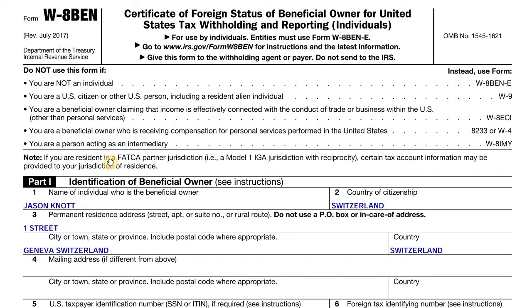A lot of times you would fill this out if you were opening a bank account, a brokerage account, if you had a client, or if you were a consulting firm, let's say in Europe, and you had a client in the U.S., they might ask you to provide one of these before they remit payment to you, just to make sure that you are, in fact, a non-U.S. company.